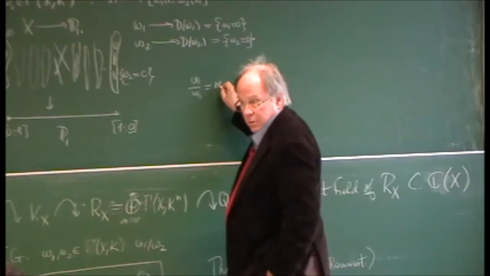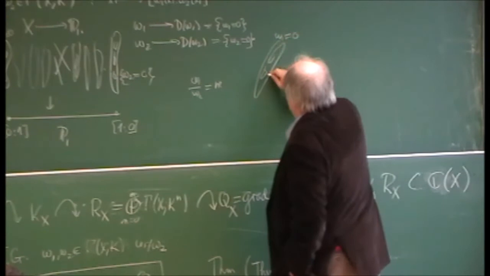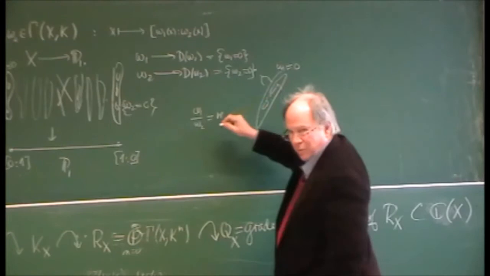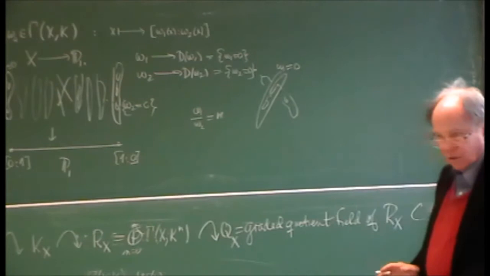And just what Kayvon was saying, it's very possible here that omega 1 equals 0 looks like this, and omega 2 equals 0 intersect in 17 points. Then you have these points of indeterminacy on this quotient, and then they get blown up by all of this. And so you have to really start watching out in this theory. I mean, okay?